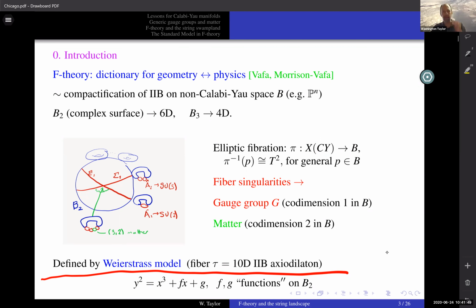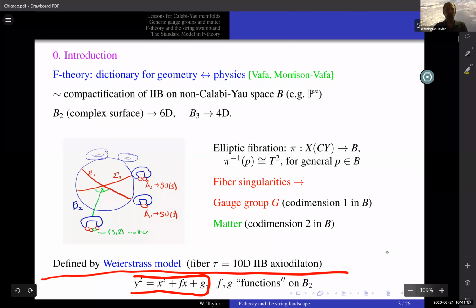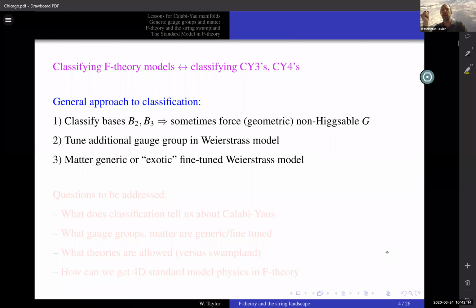That's probably clearer. So basically, an F-theory compactification is defined by what's called a Weierstrass model, which is just an algebraic way of encoding an elliptic curve over every point on the base. So what we want to do is to try to get a big picture of the set of F-theory models, which means we want to basically classify all the elliptic Calabi-Yau threefolds and fourfolds for 6D and 4D F-theory constructions.